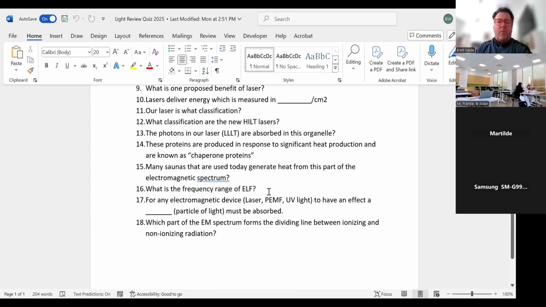So let's continue on with these questions. The photons in our laser are absorbed in this organelle. So in order for the laser to have any effect, you have to absorb photons, and they're absorbed in the mitochondria.